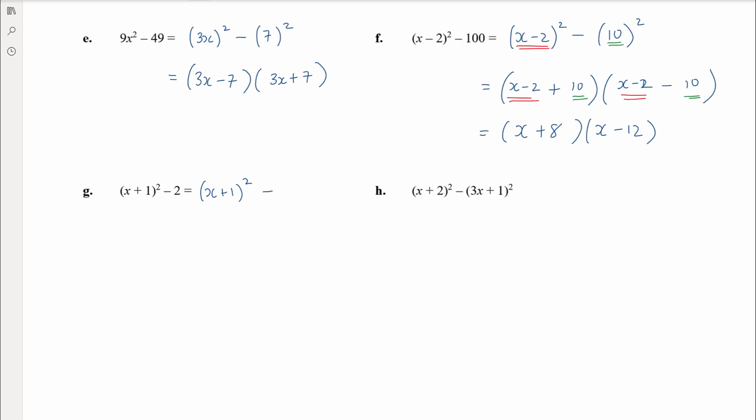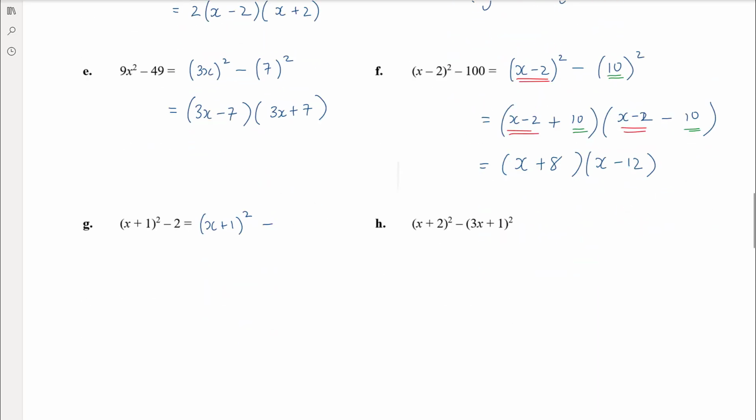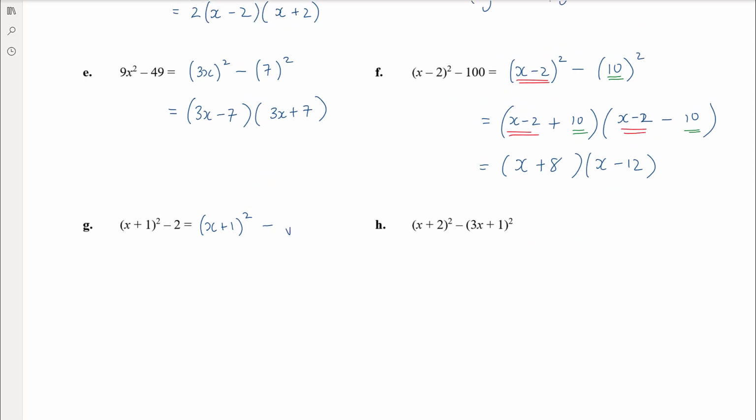And again, like the example up here with y squared minus 3, we'll need to think about 2 as being root 2 all squared. Okay, so then we're going to be able to factorise that. That will be x plus 1 plus root 2 and x plus 1 minus root 2. Now in this instance, we can't collect together 1 plus root 2. It's in its simplest form as 1 plus root 2. So actually we can't simplify that any further, and we are done.